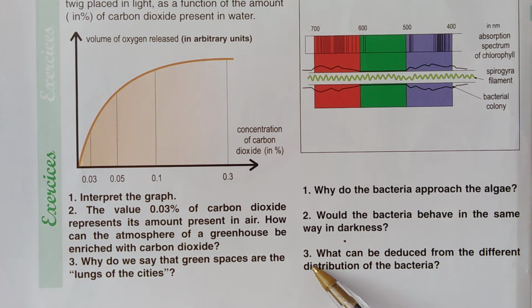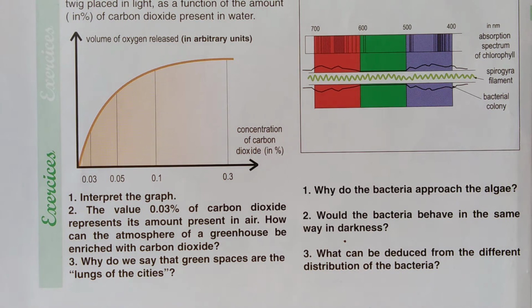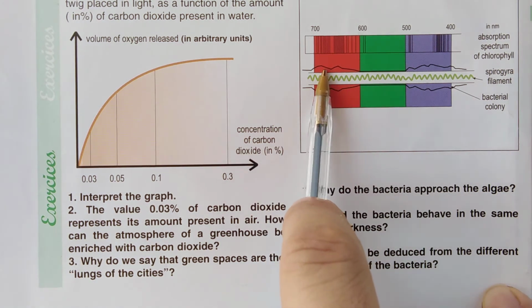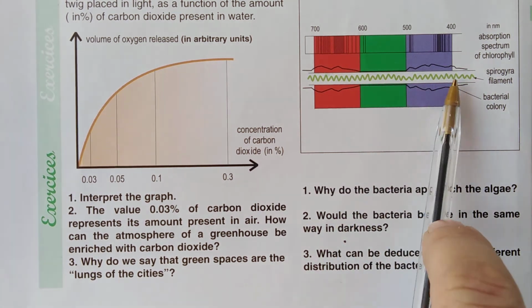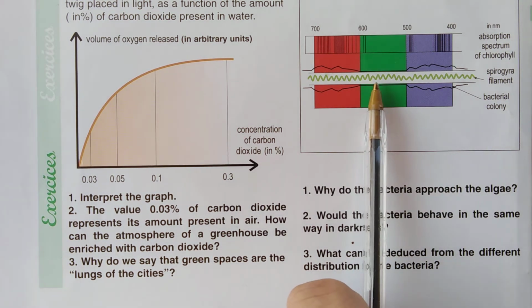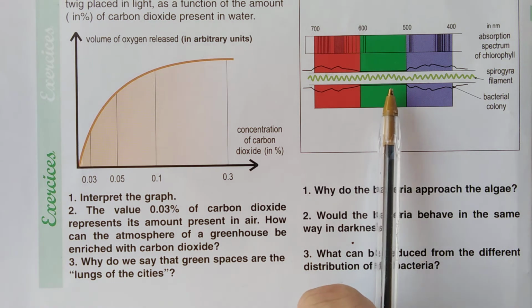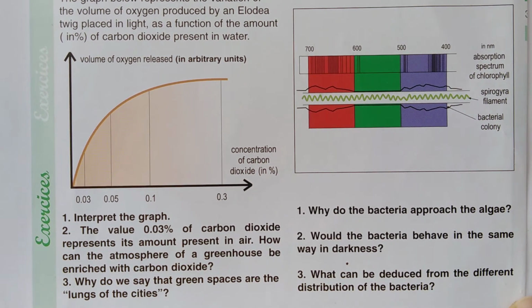Okay, part 3. What can be deduced from the different distribution of the bacteria? This is what we explained a while ago. We want to say that since the amount of bacteria was different in the different spectrum of light color, then the intensity of photosynthesis of green plants differs according to the light color it received.